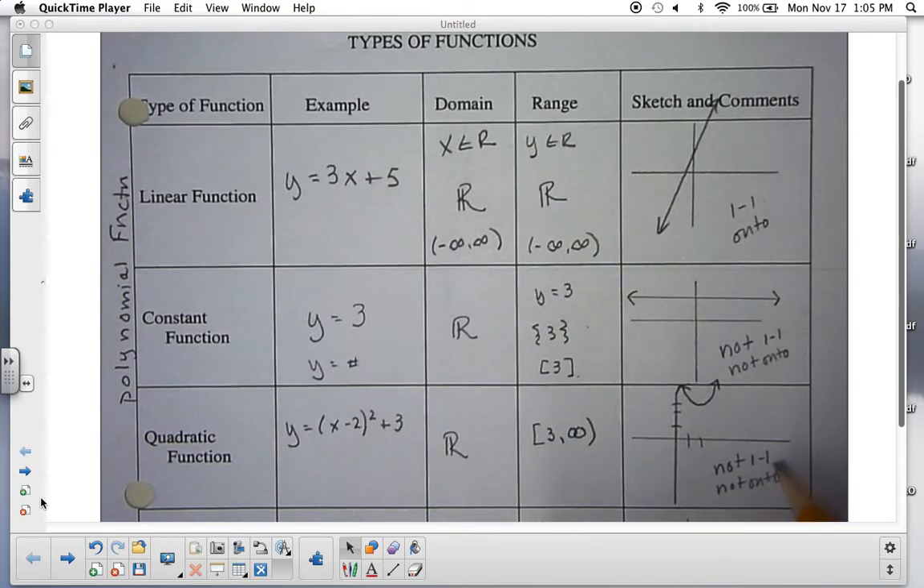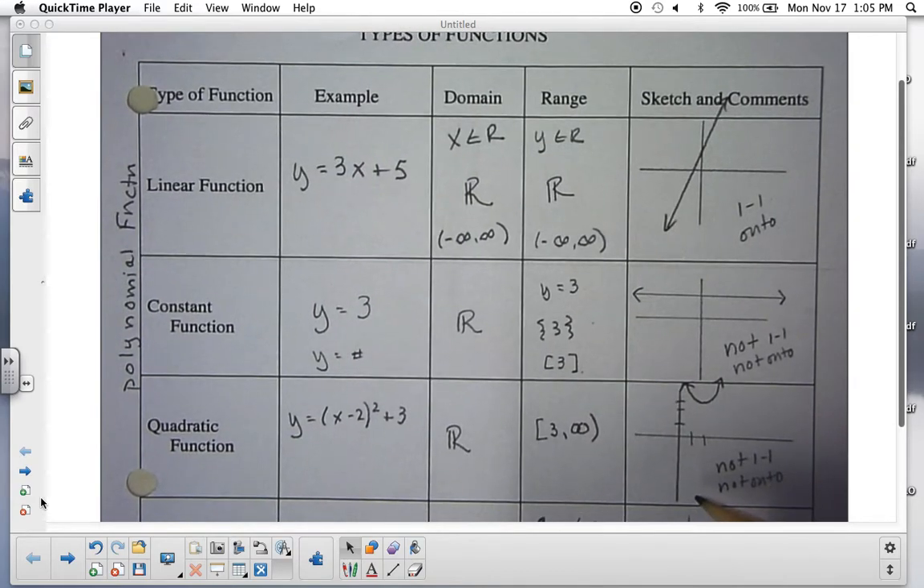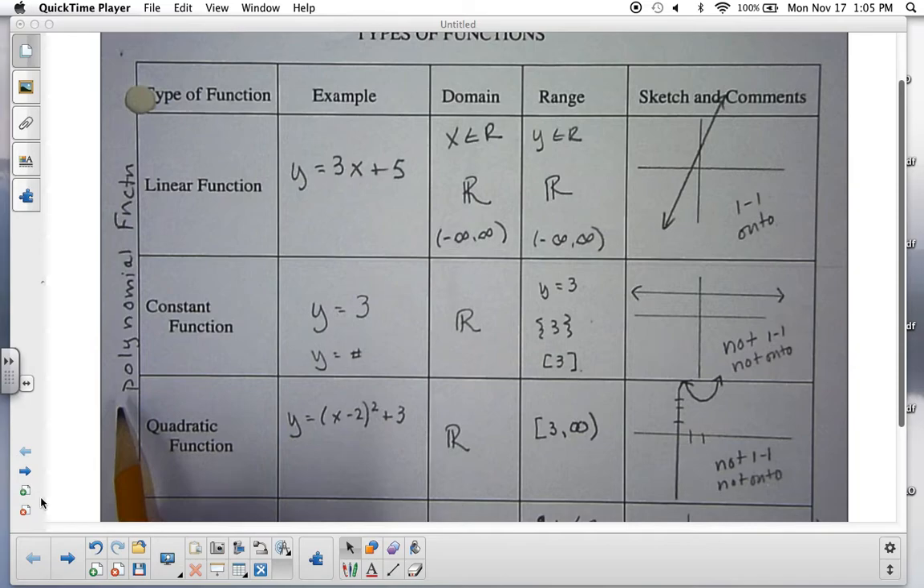It is not one-to-one because it fails the sideways line touching only once test. It's not onto because there are all these y values down here that the graph will never touch. All 3 of those first 3 are also sometimes known as polynomial functions, so I just wrote that along the side. That's just a generic term for all 3.